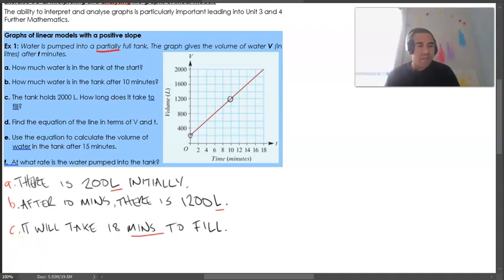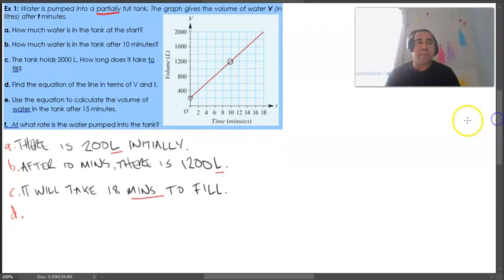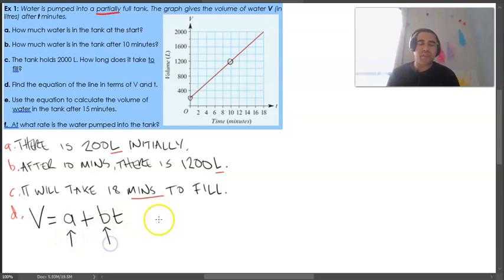And this is where we get into the nuts and bolts of the question. Find the equation of the line in terms of V and T. So in other words, we want to know how much water will be in the tank in volumes depending on what time frame we have been given. Or in other words, V is equal to A plus BT, and the two variables we're looking for, B and A, the initial and the slope.